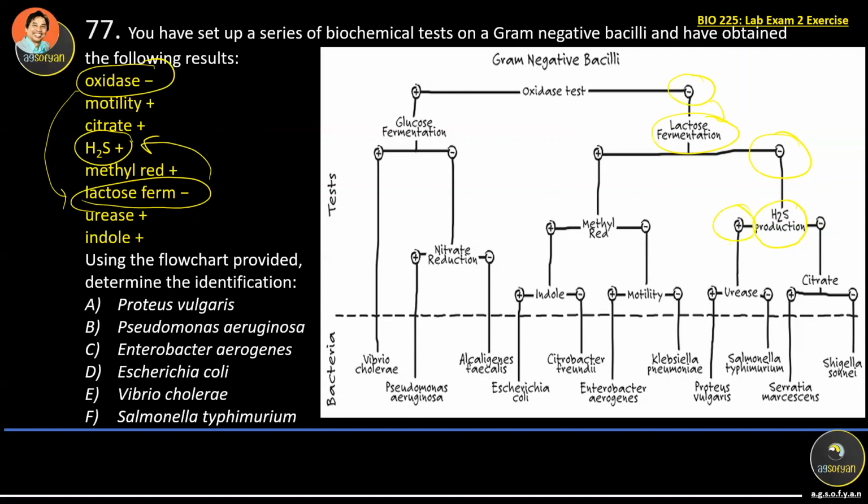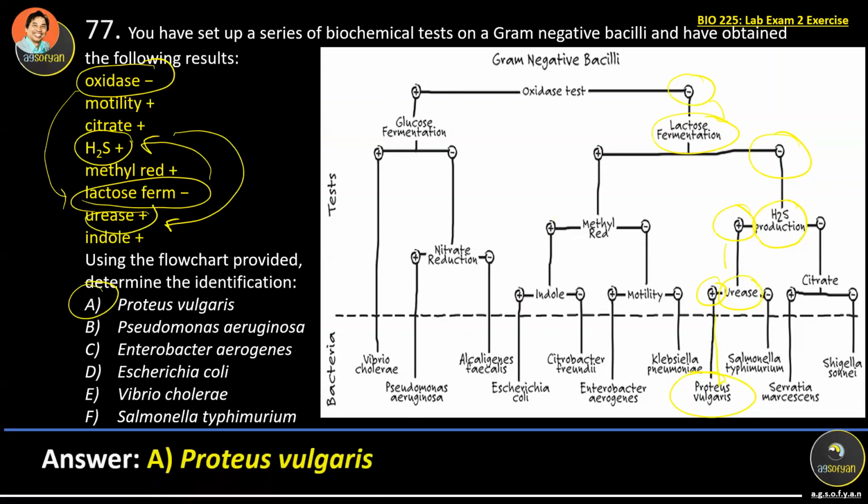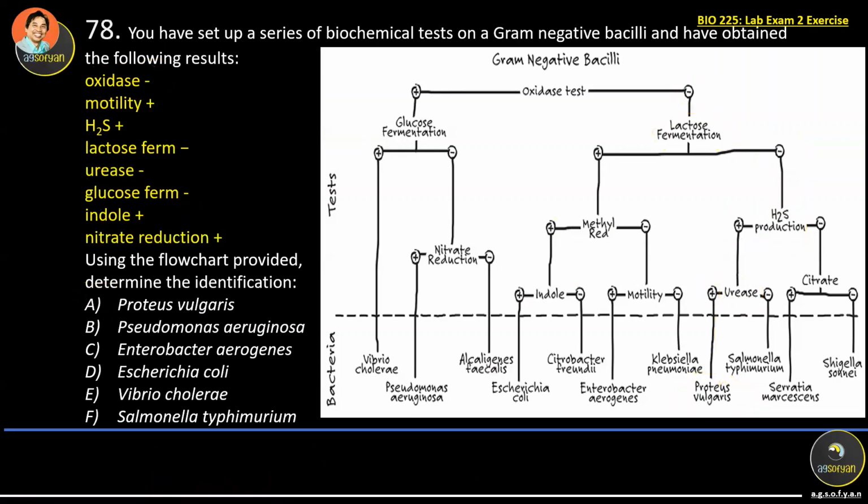positive, this one. And then after positive, look at the urease, because that's the next test. So urease is positive. Then from here, you should be able to know the bacteria is Proteus vulgaris, which is A. Yes, so Proteus vulgaris. Next one.